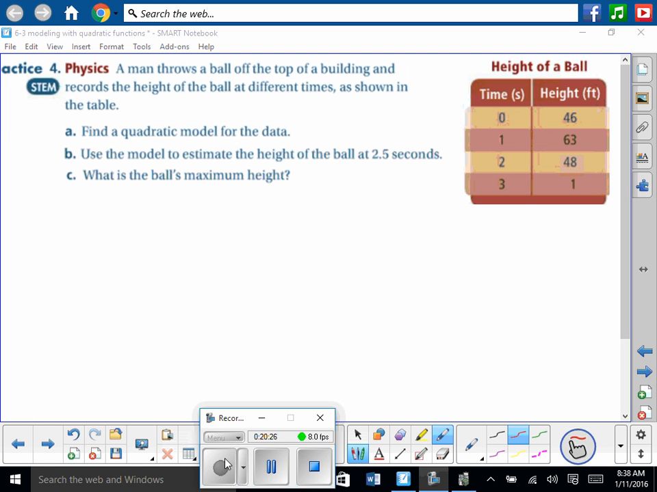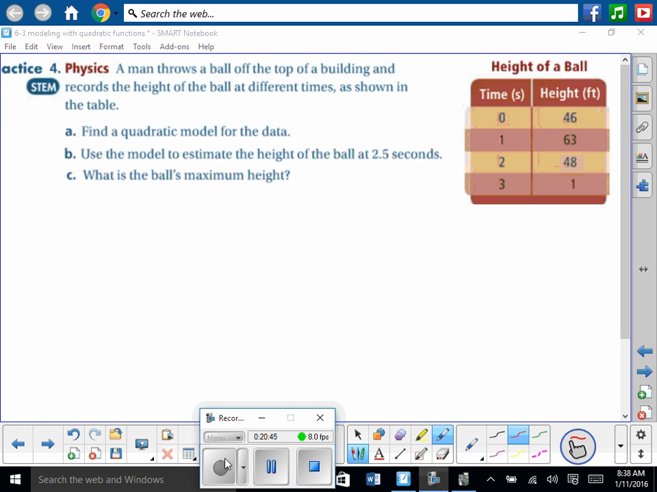So if we're given a bunch of points like this, and then we're asked, what's the value at x equals 10? We're not going to be able to find it unless we have an equation to plug it into, right? So that's why we want to know the quadratic equation.